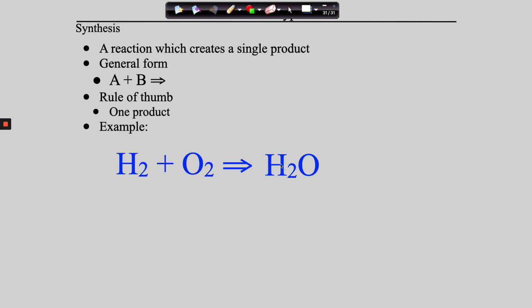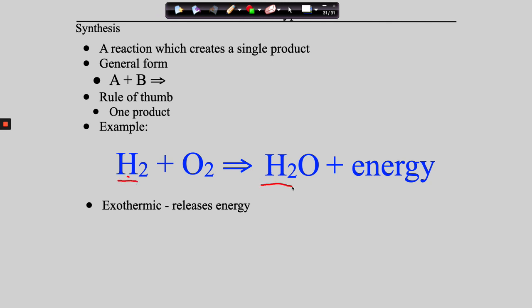Yeah, good. But guys, notice what else it makes. It makes energy. When hydrogen and oxygen make water, it releases energy. There's a name for that. It's called exothermic. So anytime you have a synthesis reaction, it will always be exothermic. Now we need to balance it. 2 hydrogens, 2 hydrogens, that's good. 2 oxygens, 1 oxygen, so we need a 2, but then that gives us 4 hydrogens, so we need a 2. That is a balanced synthesis reaction.